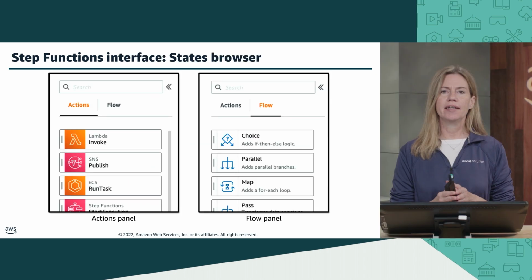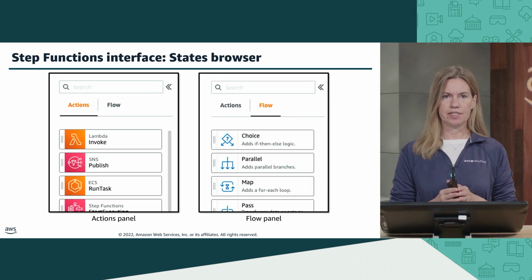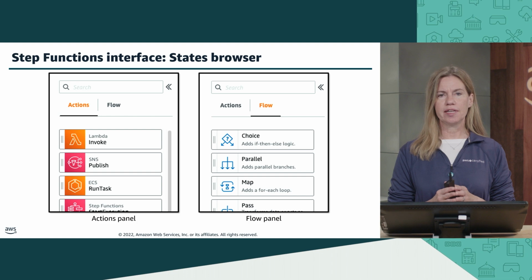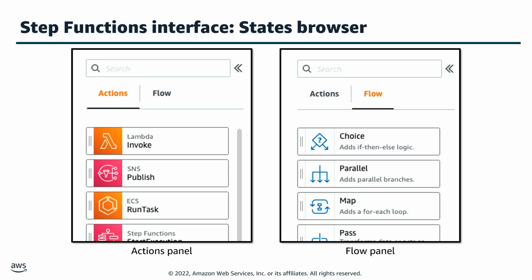Located in the Step Functions Workflow Studio interface, the States browser is where you select states to drag and drop into your workflow graph. The Actions panel provides a list of AWS APIs, and the Flow panel provides a list of flow states. You can search all states by using the search field at the top of the States browser.